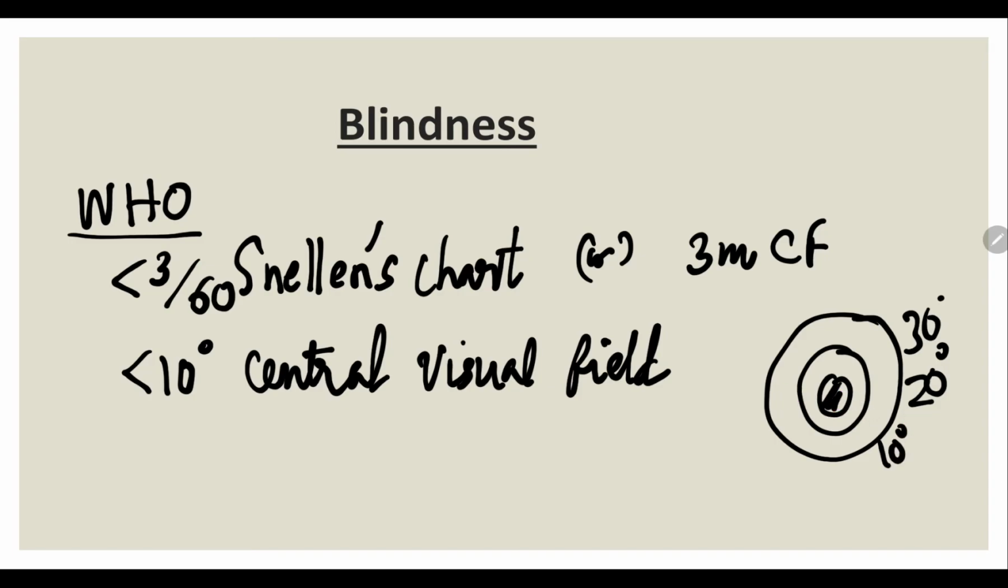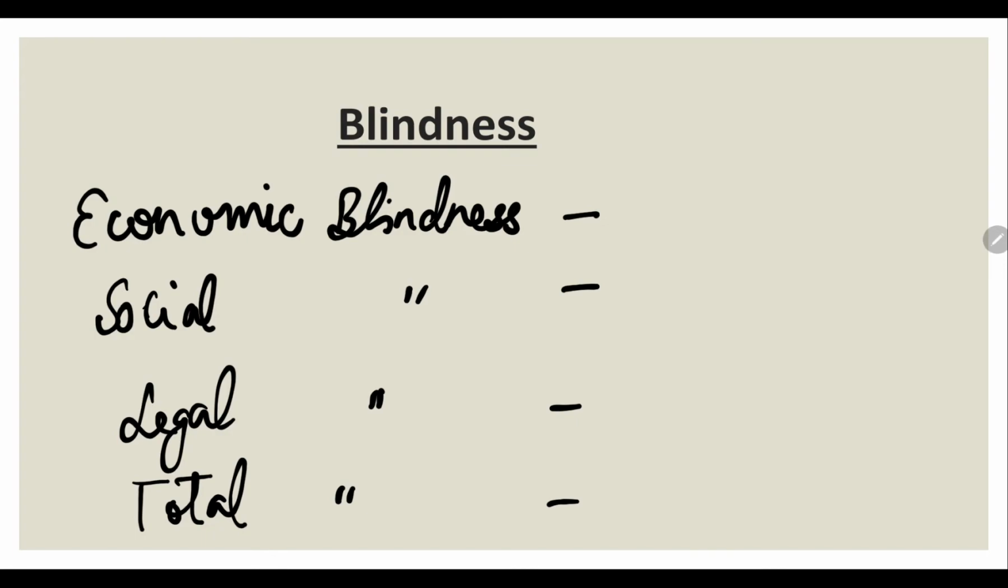Or sometimes the person is not able to read, not able to count, counting fingers at less than 3 meters, then it is also considered to be blindness. Let us see the other forms of blindness. One thing for sure is total blindness, it is no perception of light.